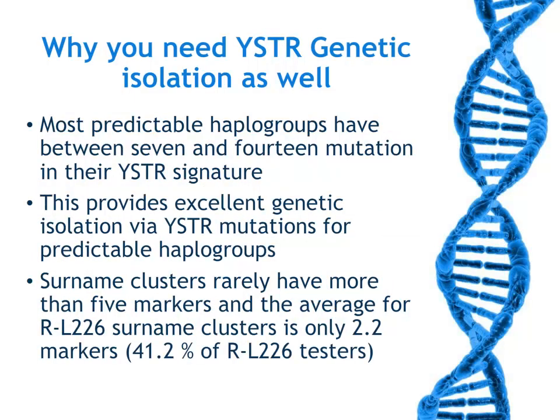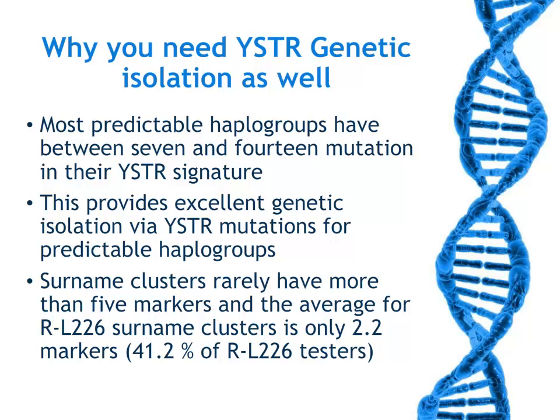You also need YSDR genetic isolation. Most predictable haplogroups have between 7 and 14. If you go below 7, you better have very strong other factors going for you. Otherwise, your accuracy will suffer a lot. And because of random statistical variation and the age of your haplogroup, sometimes you get up to 12 to 14 mutations in your signature.